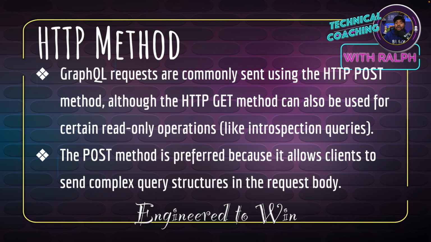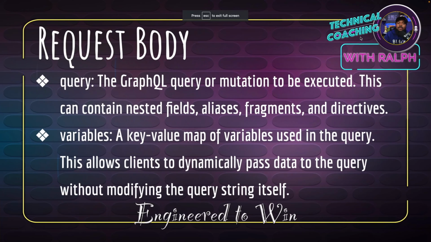HTTP method. GraphQL requests are commonly sent using the HTTP POST method, although the HTTP GET method can also be used for certain read-only operations like introspection queries. The POST method is preferred because it allows clients to send complex query structures in the request body. So the request body contains the GraphQL query or mutation to be executed.